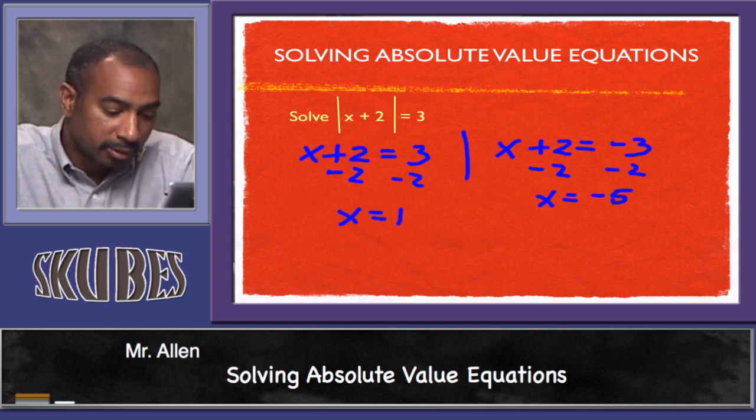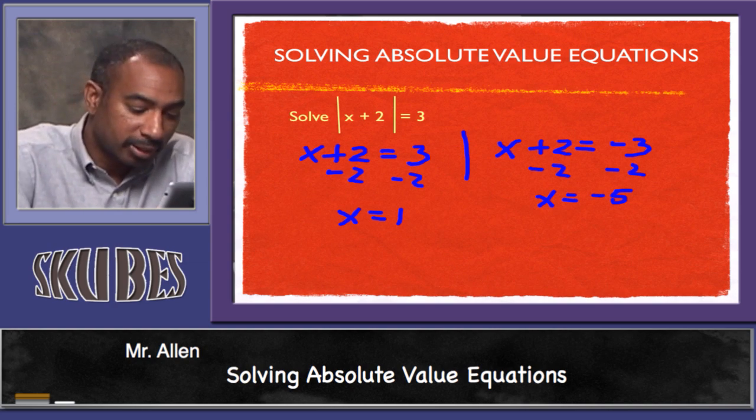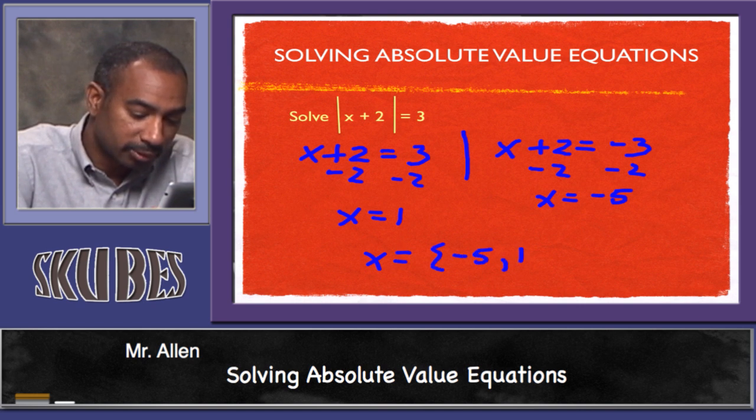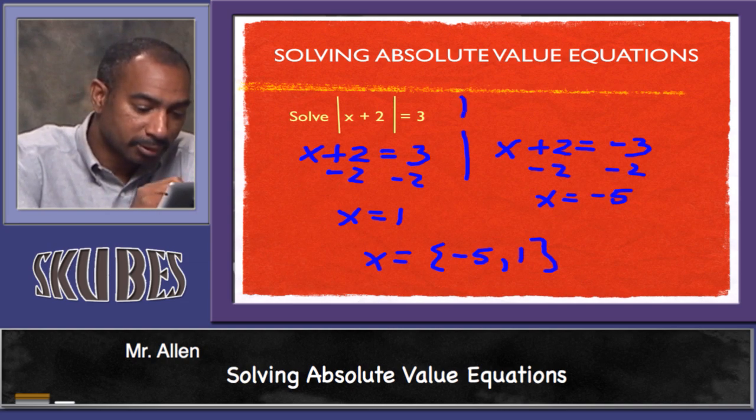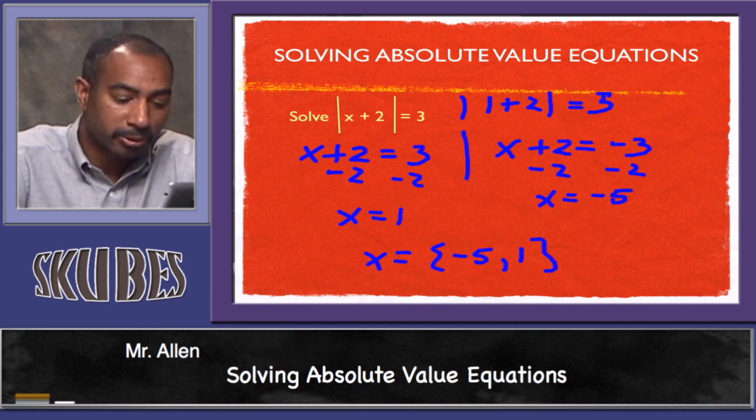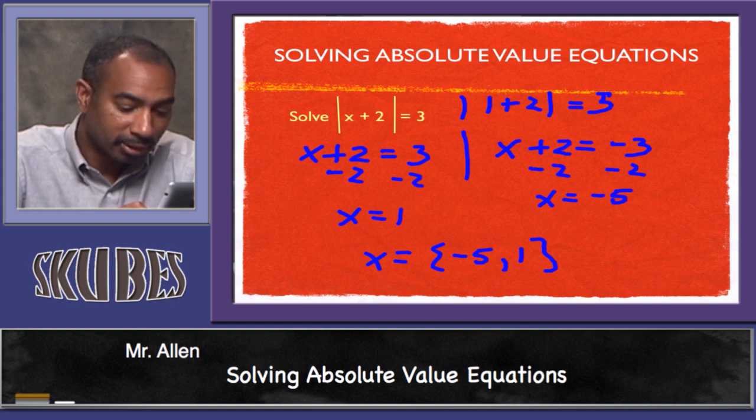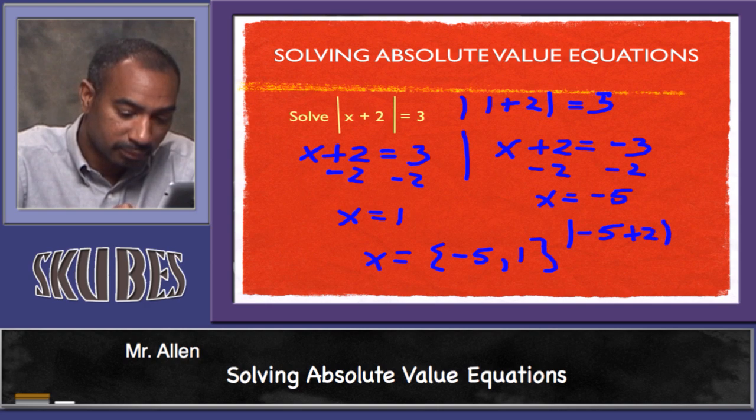So the numbers that satisfy this particular absolute value equation are negative 5 and 1. And if you plug it back in, you'll see that the absolute value of 1 plus 2 must equal 3, because 1 plus 2 is 3 and the absolute value of 3 does equal 3. And if I plug in negative 5, I get negative 5 plus 2. That tells me that the absolute value of negative 3 must equal 3, and we know that's true.